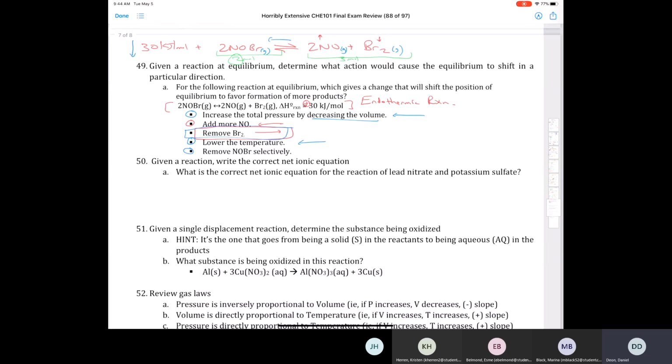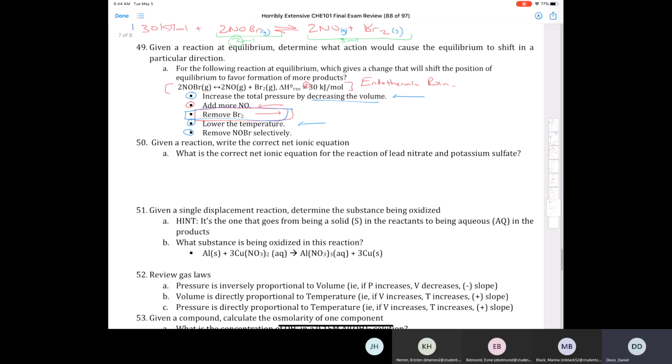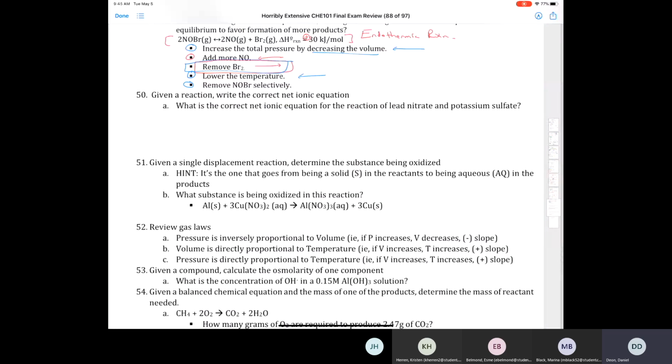Okay, let's take a look at question number 50. Why don't we leave this one for Thursday morning? And right now, I'll call it quits with the problem solving.